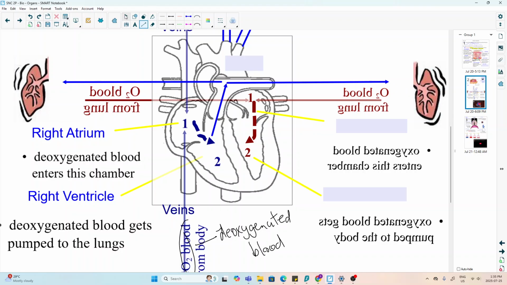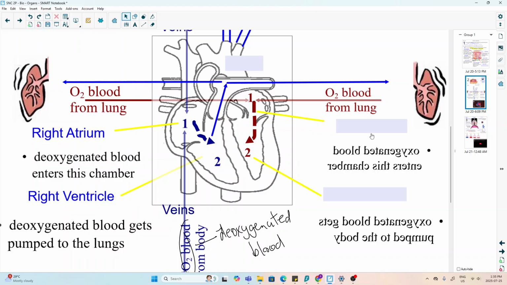Then let's do the other part now. That's the right side of the heart. Now the left side of the heart is where blood from the lungs enters. Remember, blood from the lungs has O2 in it. Blood turns red when it comes from the lungs because they've exchanged gases in the lungs. So we have O2 blood, red blood from the lungs.